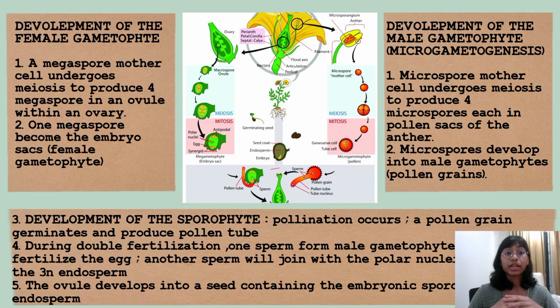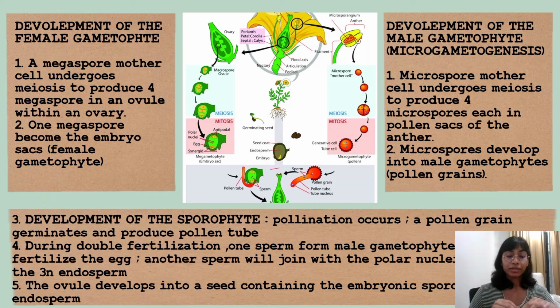So let's look into the development of the female and male gametophyte. For the female gametophyte, as you can see in this diagram, the megaspore mother cell will undergo meiosis, so it will produce 4 megaspores in the ovule. Out of 4, 3 of them will degenerate, and 1 will become the embryo sac. For the male gametophyte, the microspore mother cell will undergo meiosis as well, and it will produce 4 microspores in the pollen sac of the anther. These microspores will develop into the male gametophyte, which we also know as the pollen grain.